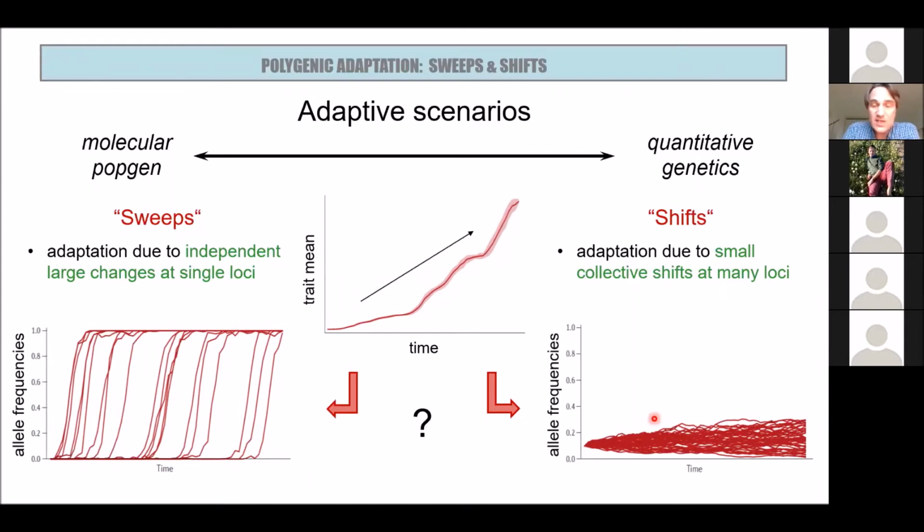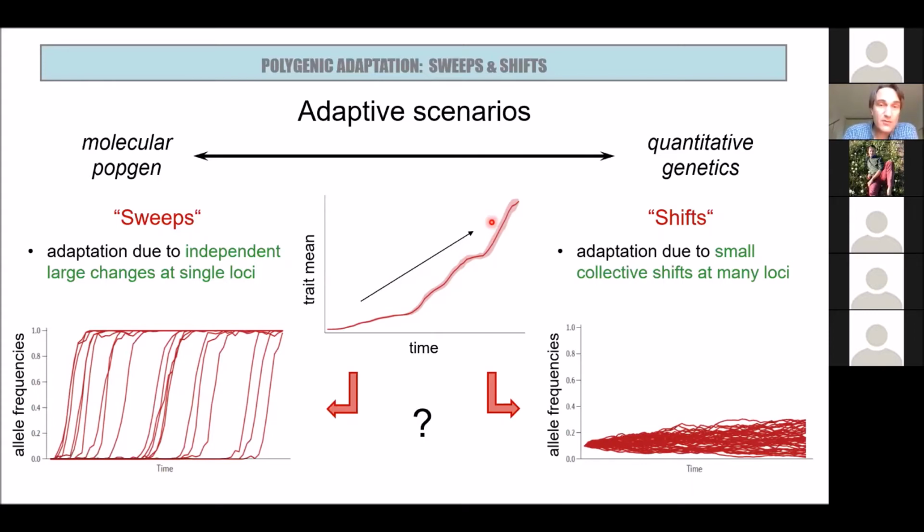Then selection starts to act, and these change their frequencies, mostly due to drift, actually, but positive selection makes a bias on these. So a few more go up than go down. And because these are very many, we again get a very smooth change here in the trait mean that can continue for a long time.